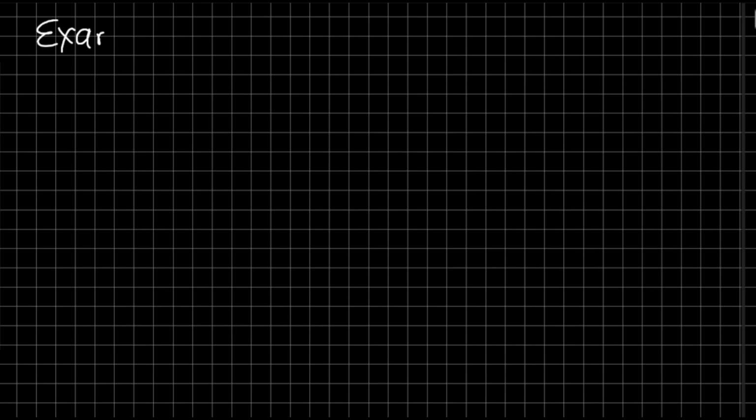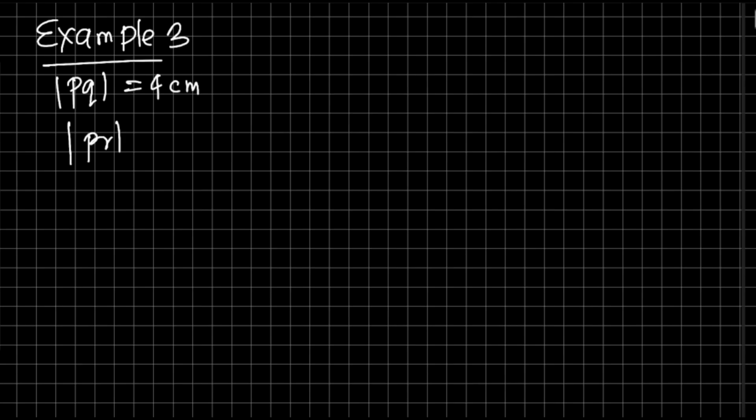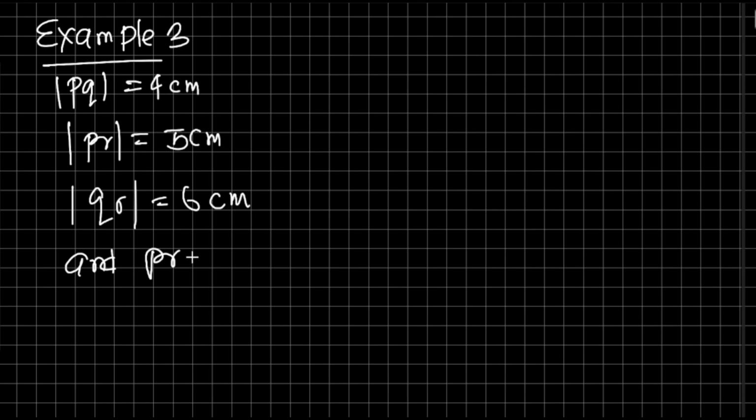Example 3. Consider this triangle. We have PQ equals 4 centimeters, PR equals 5 centimeters, and QR equals 6 centimeters. And angle PRS equals 22 degrees. So find PS, correct to two decimal places.